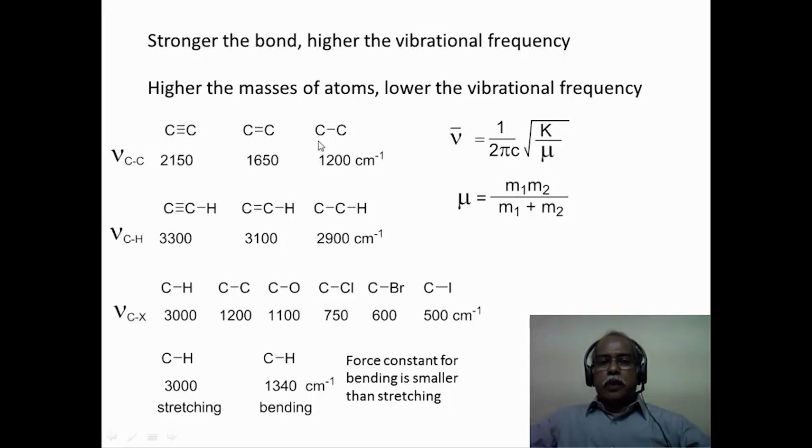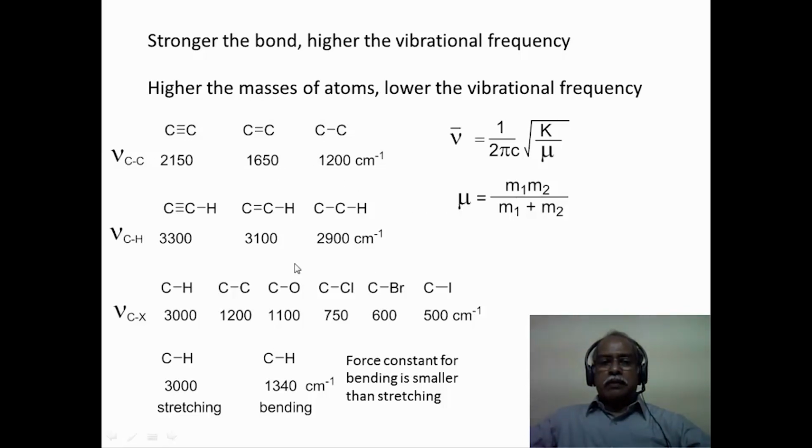If this is the order of bond strength, in other words, going from right to left, if the k value keeps increasing, then the stretching frequency should also correspondingly increase. In fact, that is what one sees. The C triple bond C appears at 2150 inverse centimeter. The C double bond C appears in the region of 1650, whereas the C single bond C appears in the region of 1200 inverse centimeter.